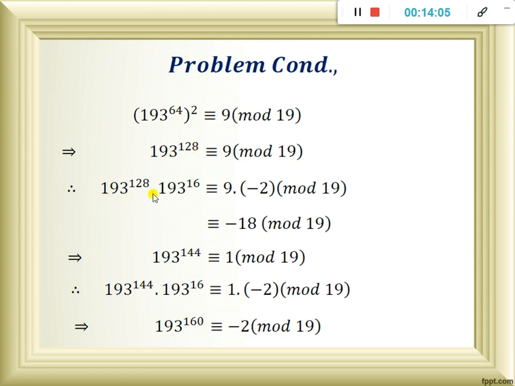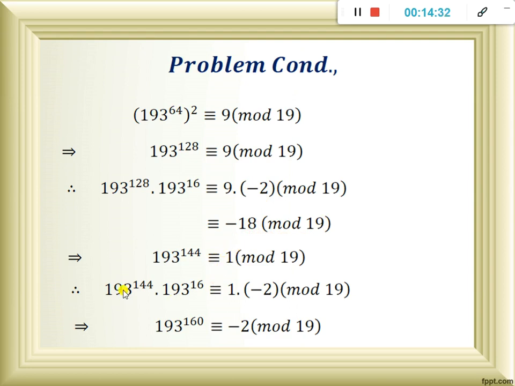Now multiply these two here. The bases are equal, add the powers: 193 power 128 plus 16. What is the value? The remainder for the first one is 9. The remainder for the second case is -2. Just multiply these two. 9 into -2 is -18. Just add 19, -18 plus 19 becomes 1. So we got the remainder as 1.